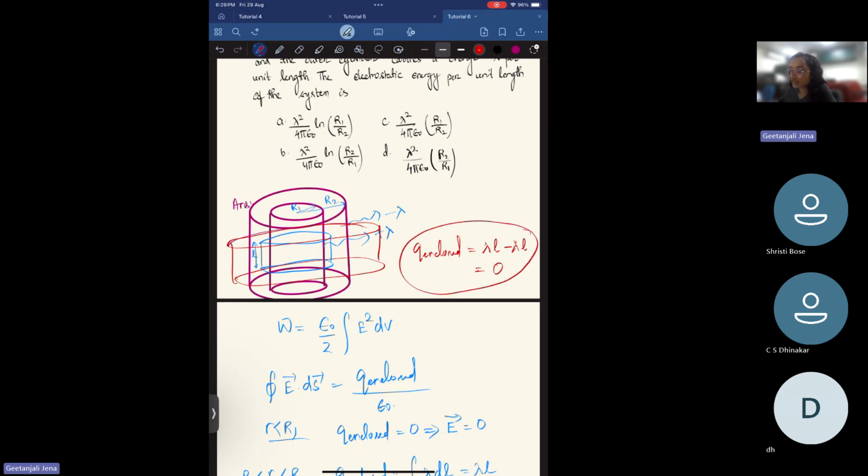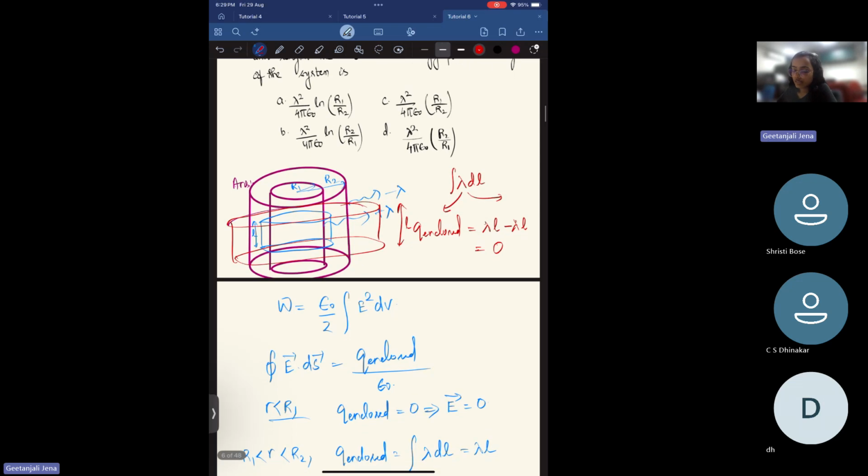It's a uniform charge distribution, so Q enclosed is nothing but lambda dl. On the inner side we have plus lambda, on the outer side we have minus lambda. The length is the same. The length of the cylinder is L for both cases. So that is why the charge enclosed is 0.